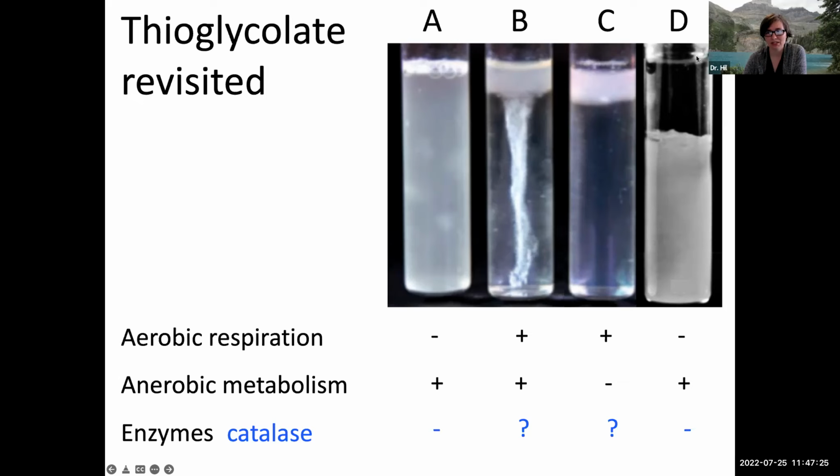This guy clearly doesn't have catalase because he's dead. So it's only these guys that might, but they might have peroxidase instead. And again, we can't tell the difference. So that's why these are question marks. What about cytochrome C oxidase? What do you think?